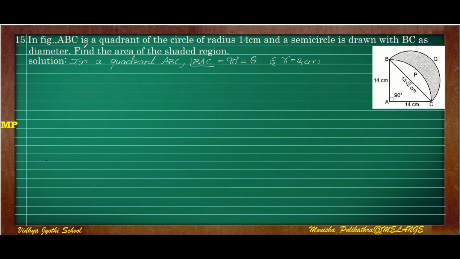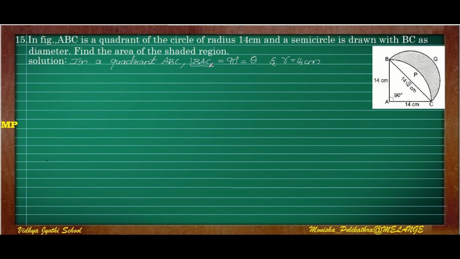Moving on to the 14th question. So here in the figure, ABC is a quadrant. You can see here, so this is a quadrant. ABC is a quadrant of a circle of radius 14 centimeter and a semicircle. Semicircle with BC. You can see here it is a semicircle BC. So the semicircle is drawn with the base BC as a diameter, and we have to find the area of the shaded region.